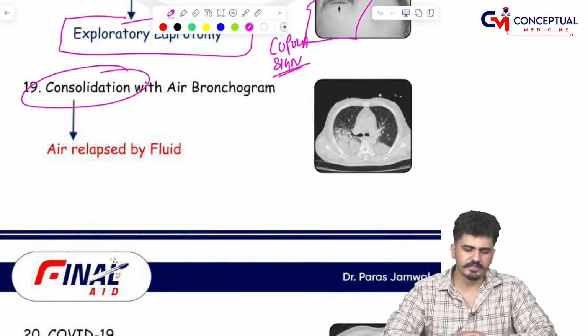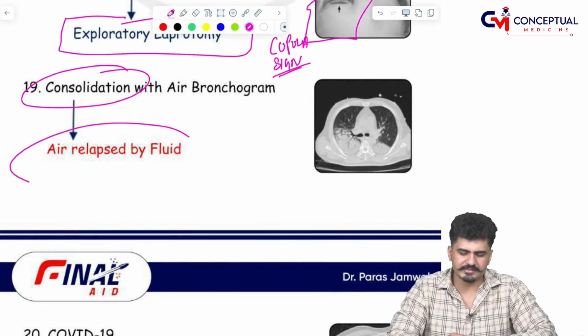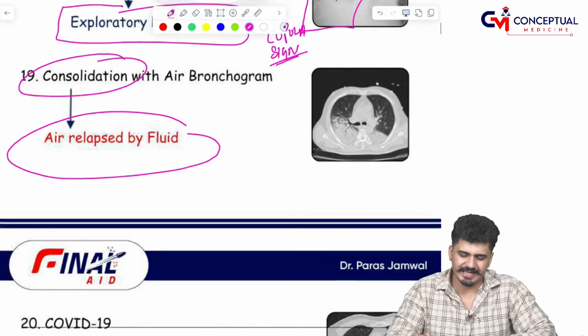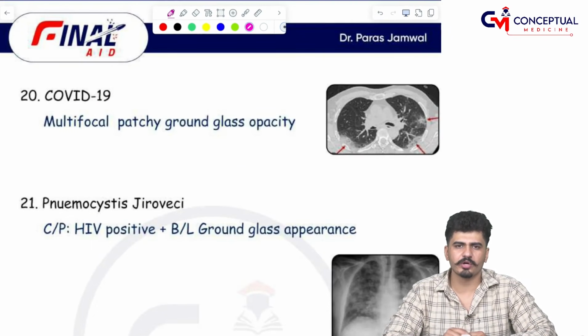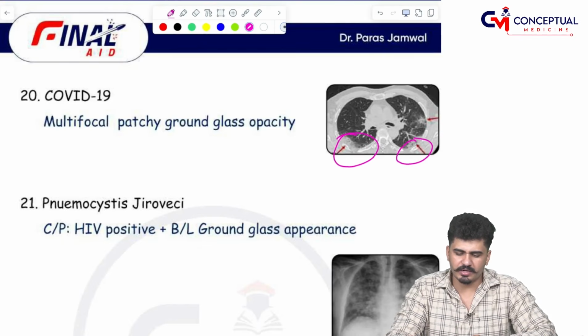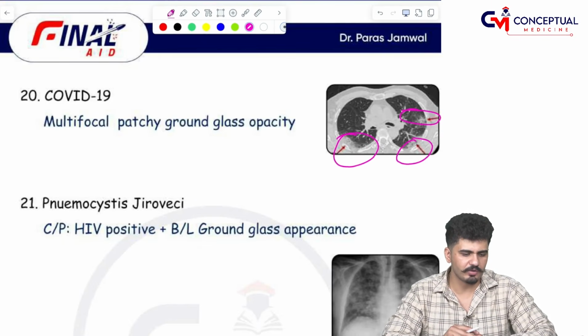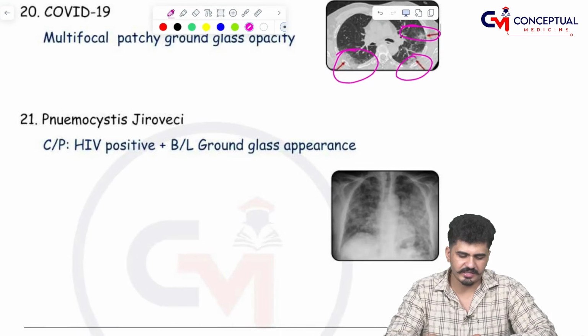Now what is consolidation? With the air bronchogram, when air is replaced by fluid inside the lungs, my dear. COVID-19, what you are going to see? Multiple ground glass opacities.